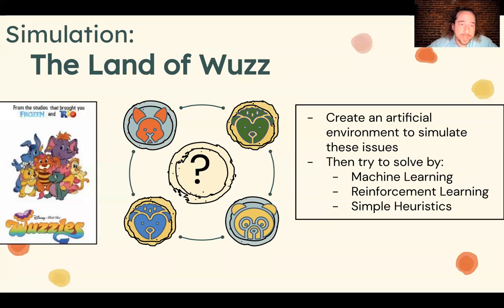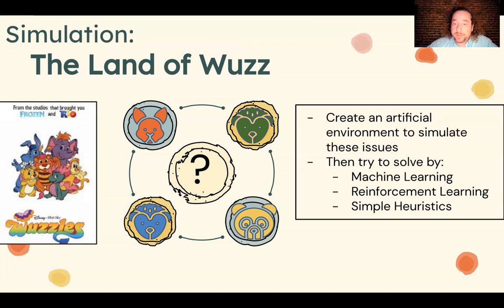And so what I came up with is this simulation in the land of Wuzz. Wuzzles were an idea from Michael Eisner back in the 80s. Disney did a whole thing. They were stuffed animals, whatever. But they were just kind of a nonsensical thing that popped into my head as a good way to simulate this problem.